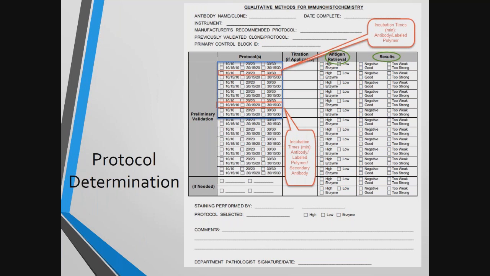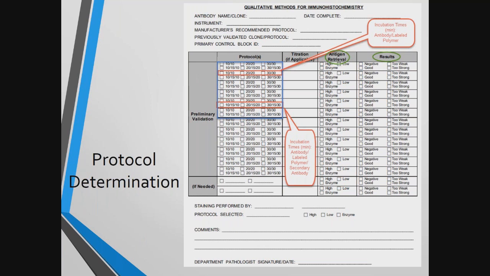So just to explain that a little bit, the 10, 10, 20, 20, and the 30, 30 are our incubation times for, the first one is the antibody, and the second one is the labeled polymer. And then the series of 3, the 10, 15, 10, 20, 15, 20, and the 30, 15, 30 is the antibody, the labeled polymer, and then adding that secondary antibody. So for one slide, we pick one of those, and then we take six. We have 6 slides total, selecting one of each of those 6 for each slide, for each set of slides. Hopefully that makes sense. And then we select our antigen retrieval level.